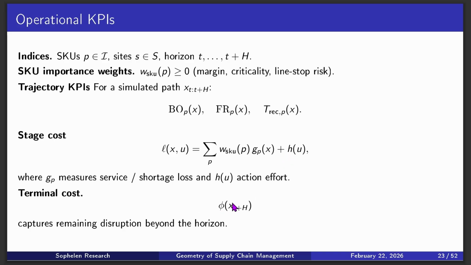Now there'll be another cost called terminal costs. These are the costs that are beyond the horizon. For example, you roll out 14 days, but there are still things that are not yet fully fixed. For example, you haven't totally recovered yet. You haven't received all the orders and so on. These are the terminal costs.